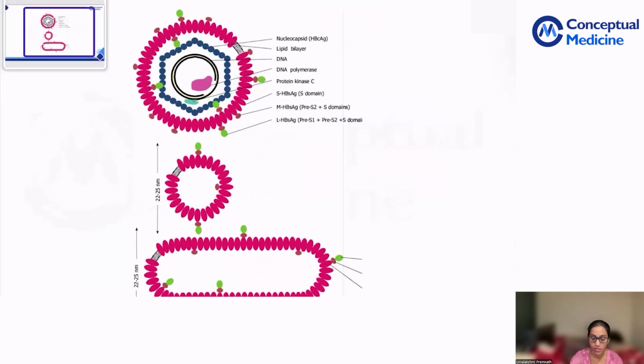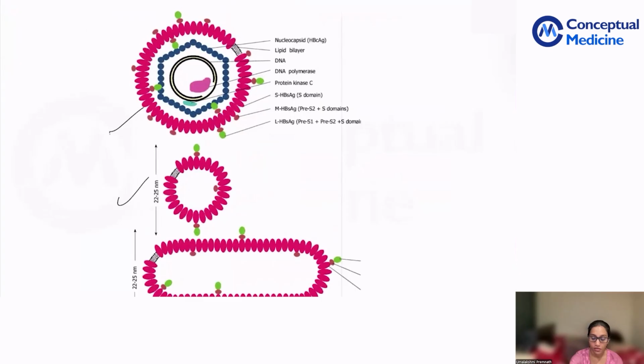So these are the different particles. You have the spherical particle and the tubular particles. Both are 22 nanometer. The other one is 42 nanometer, which is the large one. This is your Dane particle, which contains your HBsAg. It contains a nucleocapsid and the DNA polymerase, which is inside. Whenever the nucleocapsid is present, there should be nuclear material inside. So that's your DNA polymerase.